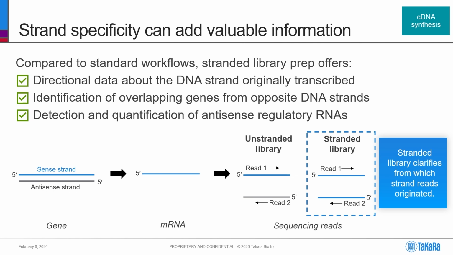If an RNA sequencing library is not stranded, it becomes impossible to determine the original transcriptional direction, leading to ambiguity in gene expression analysis, especially for overlapping genes and antisense transcripts.